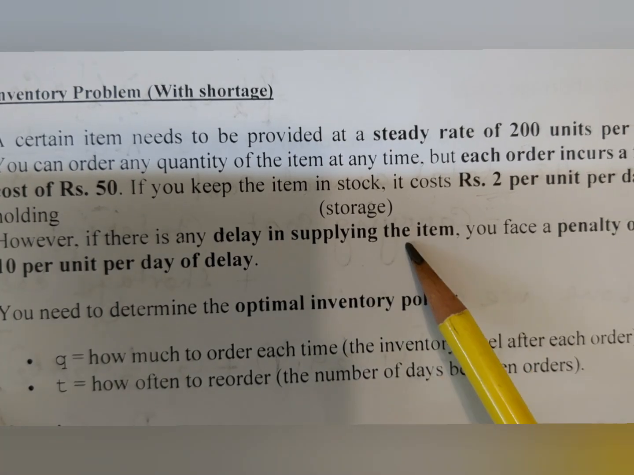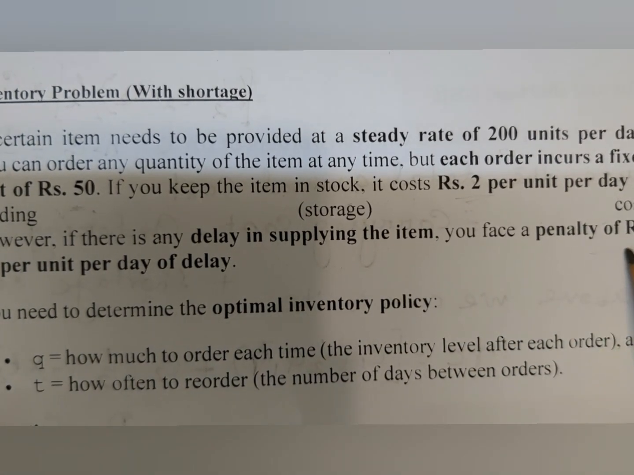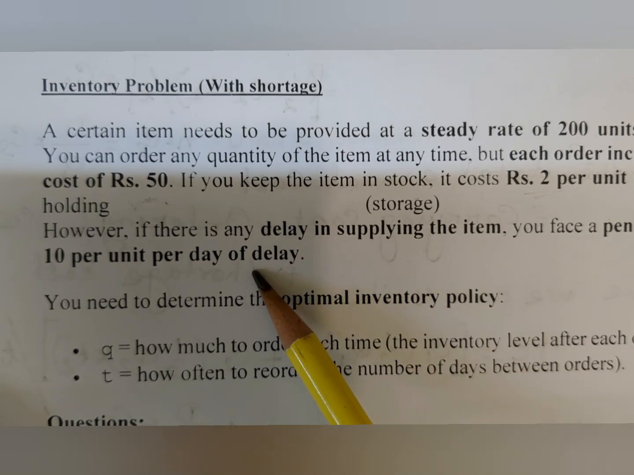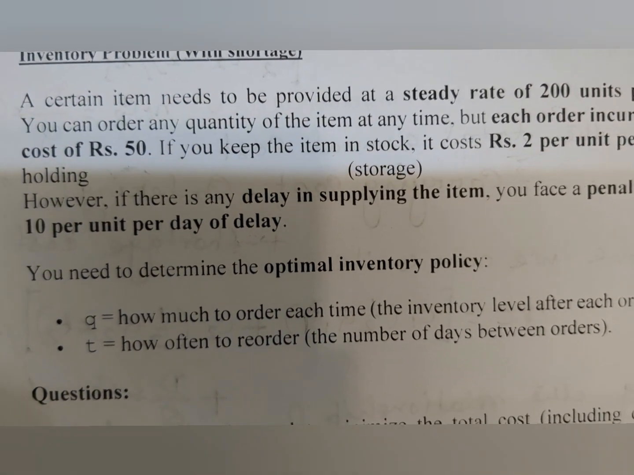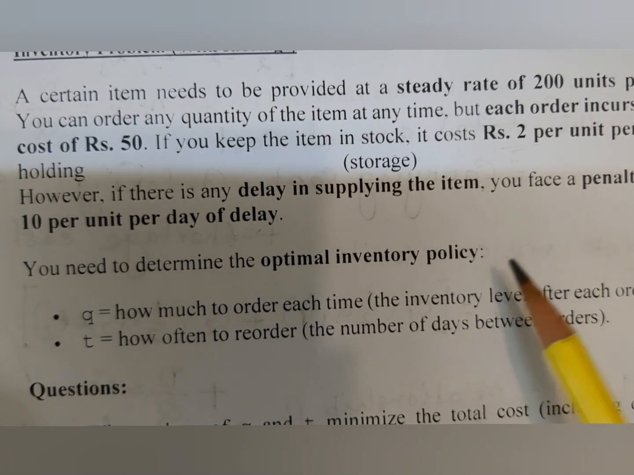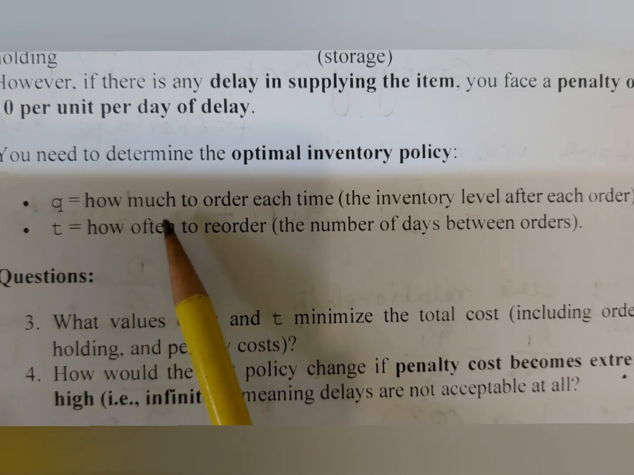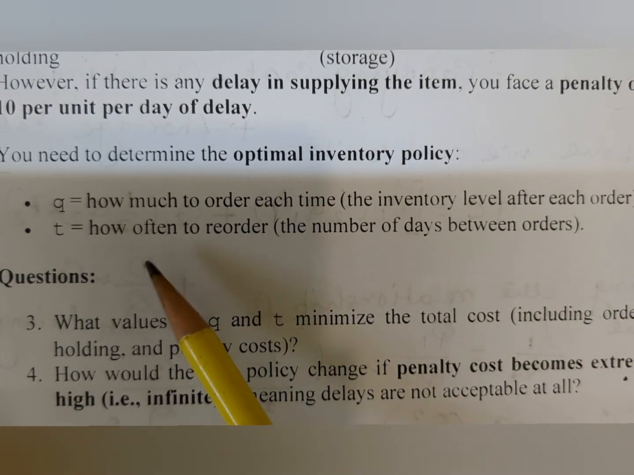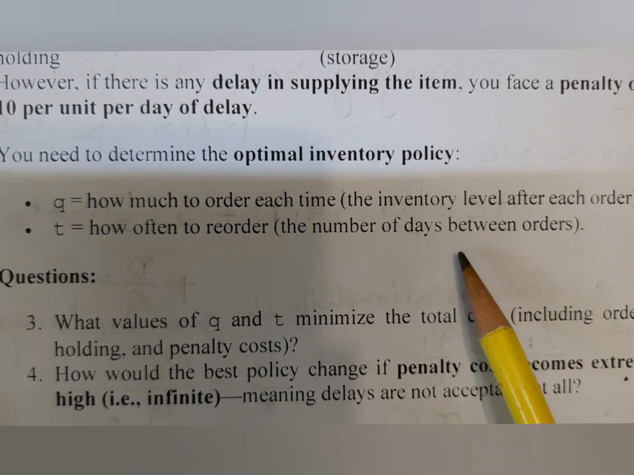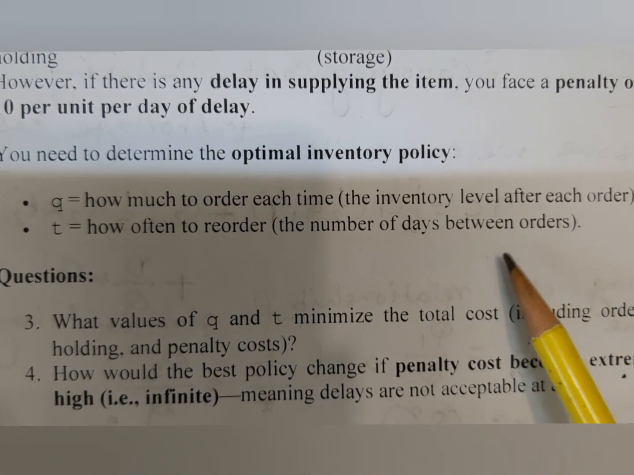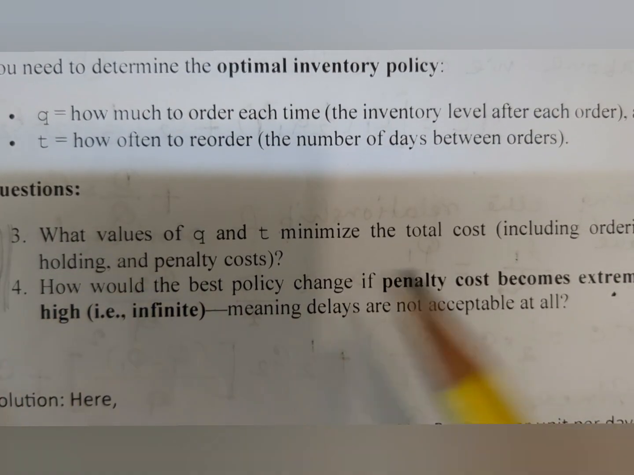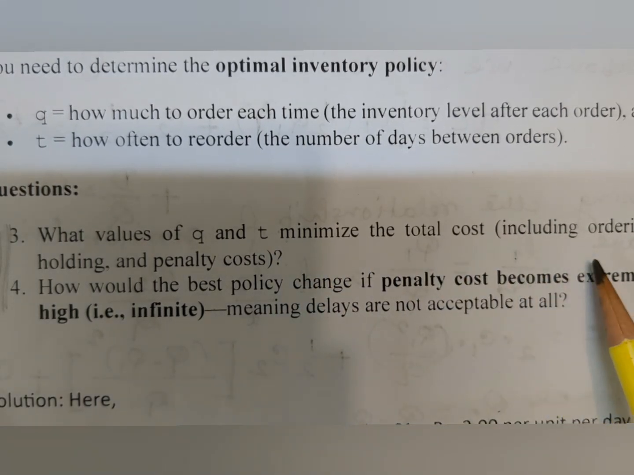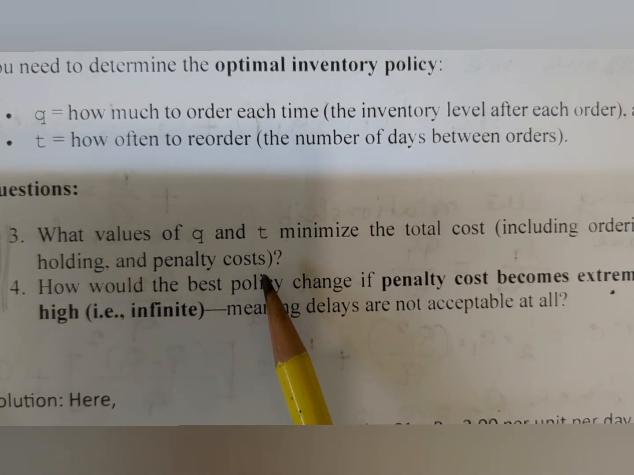However, if there is any delay in supplying the item, you face a penalty of ₹10 per unit per day for delay, and this is called shortage cost. That means shortage cost per unit per day is ₹10. Then what you have to do? You need to determine the optimal inventory policy. First, Q: how much to order each time. And T: how often to reorder, the number of days between orders. How many days of interval should there be between two orders? The questions are being made clearer here. What values of Q and T minimize the total cost, including ordering, holding and shortage penalty cost?